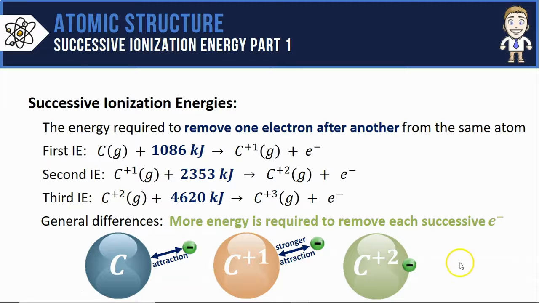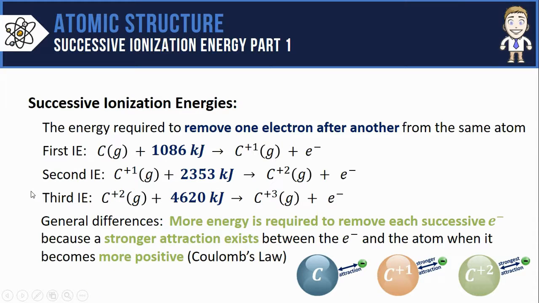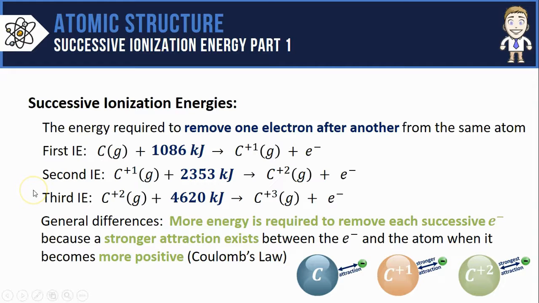And that effect continues if you imagine trying to remove an electron from a carbon atom that now has a +2 charge. That has the largest charge magnitude, so it would have the strongest attraction and the most energy would be required to remove it. We can summarize these differences by saying that more energy is required to remove each successive electron because a stronger attraction exists between the electron and the atom as the atom becomes more positive. That's another one of our key ideas for the video. Make sure you take some time to write it down.